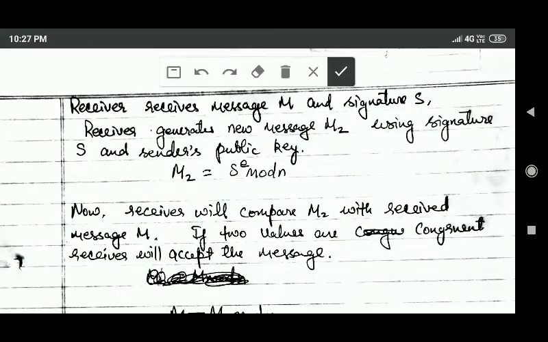So, when the receiver receives message M and signature S, the receiver generates a new message M2 using signature S and the sender's public key by using this formula. New message M2 is equal to S raised to power e mod n, where S is the signature which is sent by the sender along with the message M.